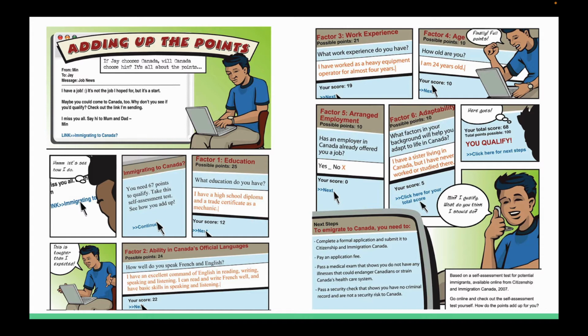And there were 6 factors that you needed to enter into Canada that you could apply these points to. The first one was education. Then the second was your ability to speak one of Canada's official languages, so French or English. Then your work experience. What work experience do you currently have? The fourth factor was age. How old are you? The fifth factor is whether or not you have arranged employment already in Canada. And the sixth factor was your adaptability. What do you already have maybe in Canada, maybe a relative or whatnot, that you could qualify? So you needed a minimum of 67 points in order to qualify.